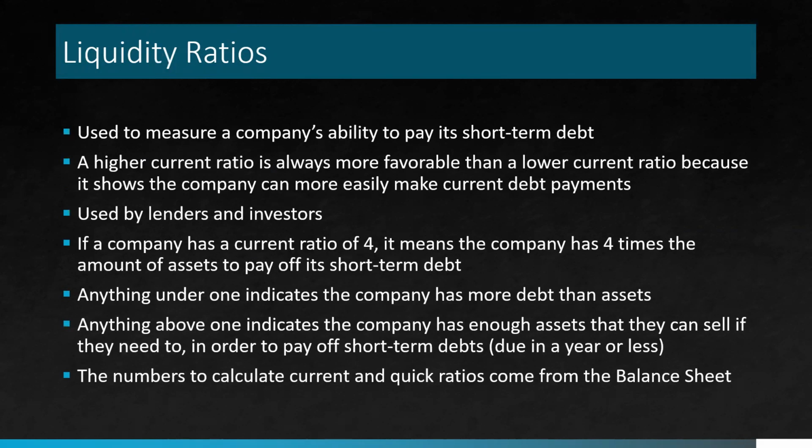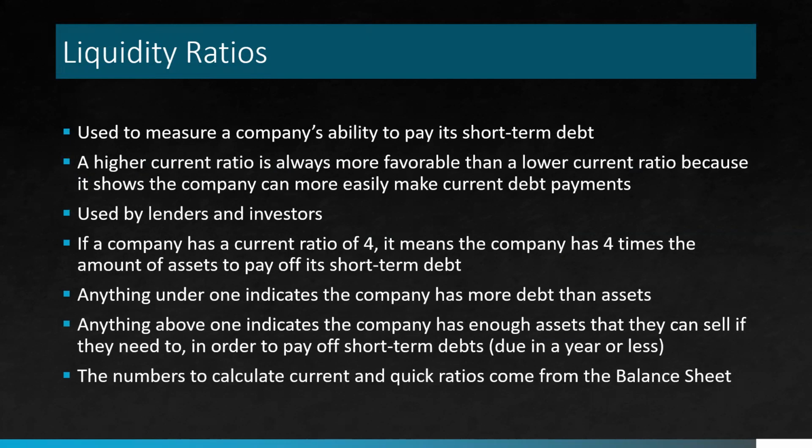So as an example, if a company has a current ratio of 4, it means that the company has 4 times the amount of assets to pay off its short-term debt. Anything under 1 indicates the company has more debt than assets. And anything above 1 indicates that the company has enough assets, or assets that they can sell if they need to, to pay off their short-term debt.